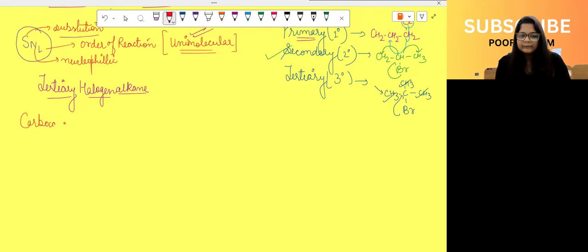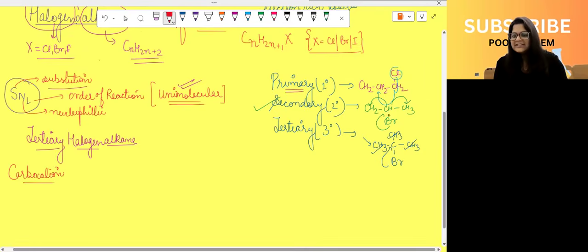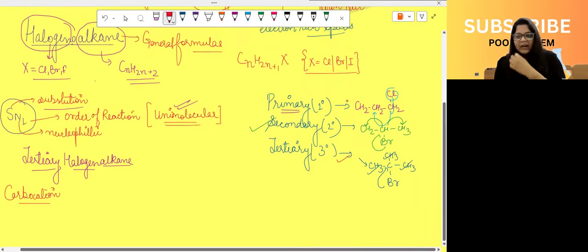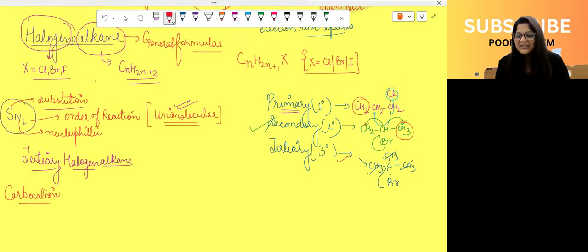Now, this is primary, this is secondary, and this is tertiary halogenoalkane. We know that all these CH2 and the side CH3 which are there are all alkyl groups, right? They all are alkyl groups. Alkyl groups have a nature of donating electrons.